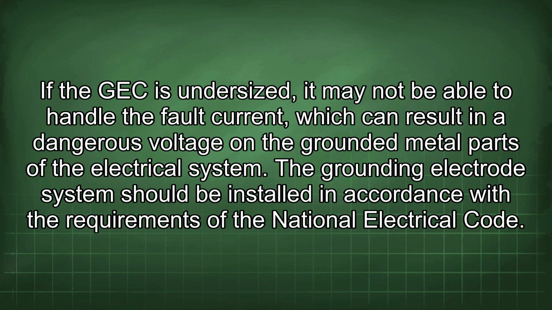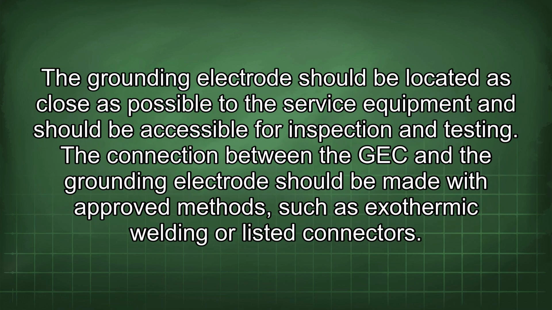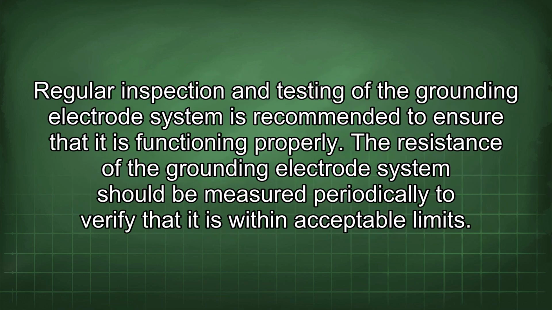The grounding electrode system should be installed in accordance with the requirements of the National Electrical Code. The grounding electrode should be located as close as possible to the service equipment and should be accessible for inspection and testing. The connection between the GEC and the grounding electrode should be made with approved methods, such as exothermic welding or listed connectors.